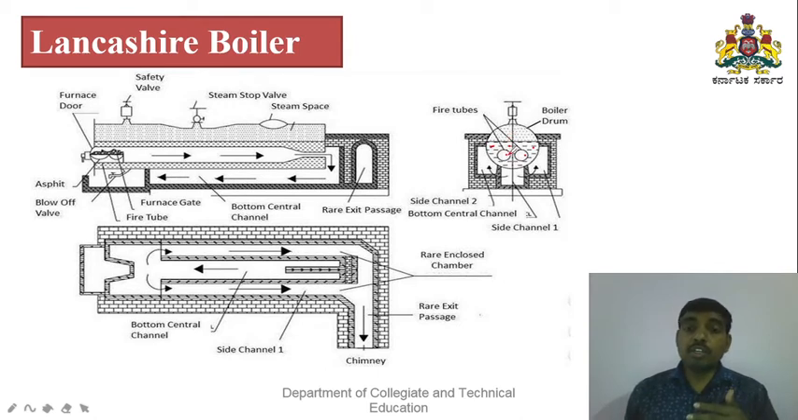When this steam is collected in the upper portion of the boiler, this is called the boiler drum. This boiler drum is mounted on the brickwork. Some brickwork you can see here. This is the boiler drum with two cylindrical fire tubes. Here you have the ash pit for the storage of ash and to extract the ash from the ash pit.